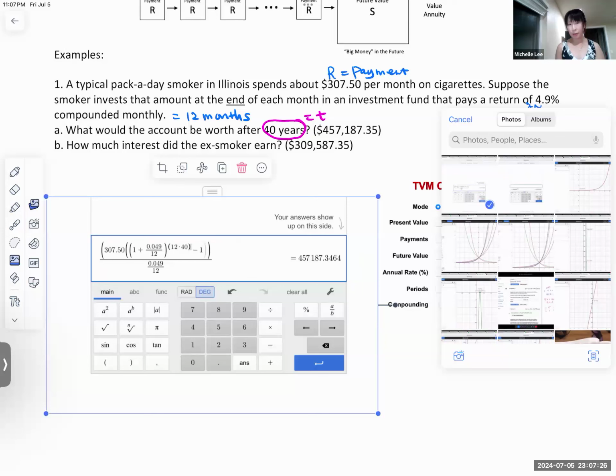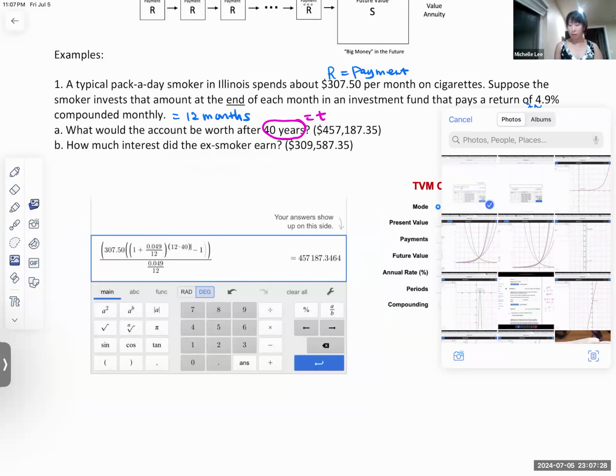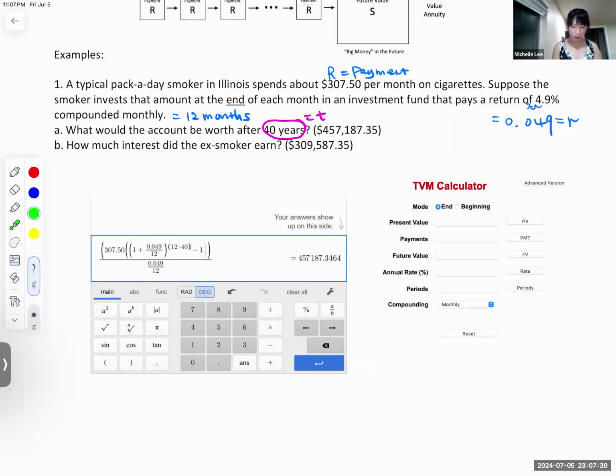This is by using a calculator. So we got the same answer here, right? You can see that this number is the same as this one. Yeah, this is the answer. Okay, so we have a TVM calculator, a financial calculator. Let me show you how to use this one.